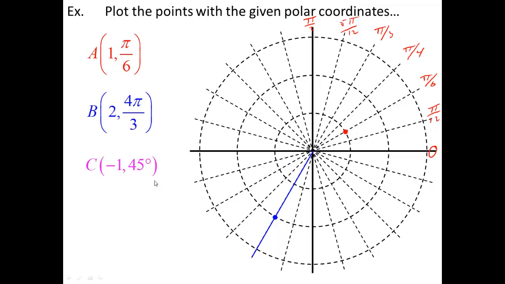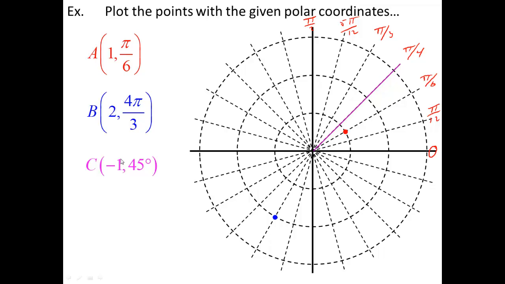And the last one, notice I switched to degrees just for kicks. 45 degrees is the same thing as pi over 4, so that's going to be this spoke right here, this angle right here. And I want a radius of -1. Now here's where the first time we notice a negative radius. In your geometry class, this probably would have been complete nonsense to have a radius of -1, but as we've already seen with angles, because they can be negative, there's no reason a radius can't be negative either.